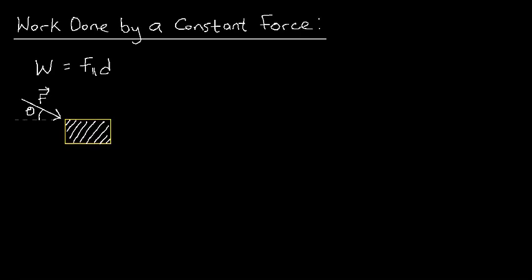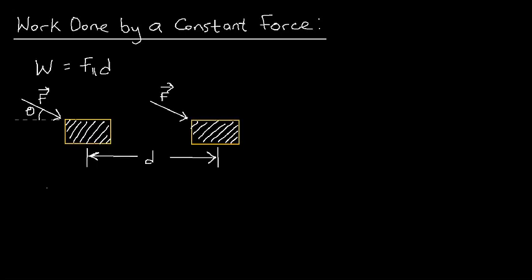Let's say an inclined force acts on a block and moves it through a horizontal displacement d. The component of the force parallel to the displacement is given as F cos theta. And so our work done is going to be equal to the component of the force parallel to the displacement multiplied by the displacement. And so we get Fd cos theta as our work done.